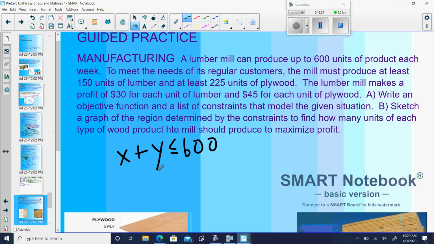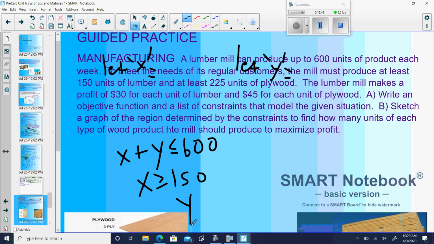The mill must produce at least 150 units of lumber. So X has to be greater than or equal to 150, because I'm going to say let X equal lumber, let Y equal plywood. At least 225 units of plywood, so greater than or equal to 225 is what Y is going to be, right there. Because once again, we have this idea of at most versus at least. And then profit of $30 for each unit of lumber and $45 for plywood.